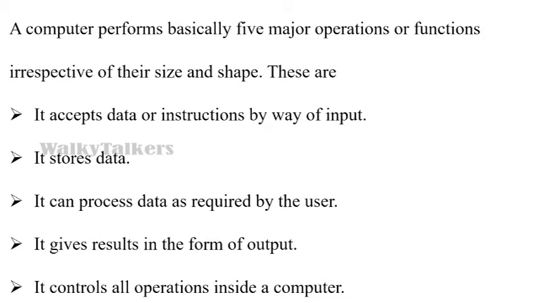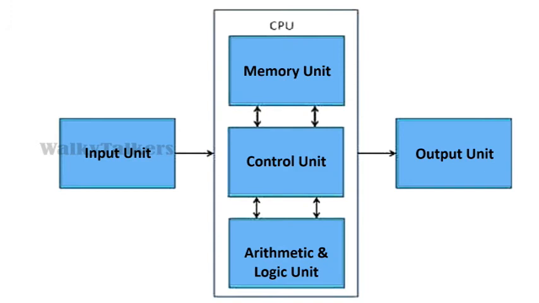So if we look at this diagram, we can see some of the most important parts of a computer. We have an input unit. Then we have a CPU which has a control unit, a memory unit, and an arithmetic and logic unit. And finally, we have an output unit. In the input unit, we enter the data we want to give to the computer. Then it goes to the CPU, to the control unit, and it is stored in the memory unit, and the processes are done in the arithmetic and logic unit. Finally, after all the processes, we get the output. So this is what majorly happens in a computer.